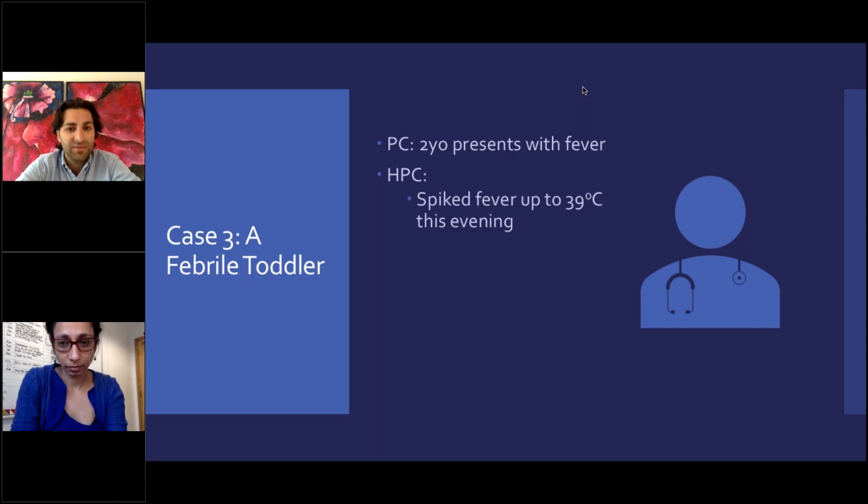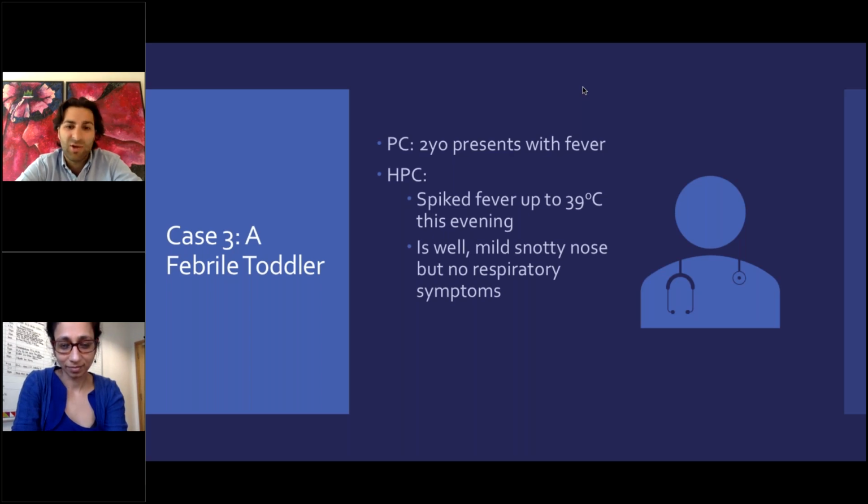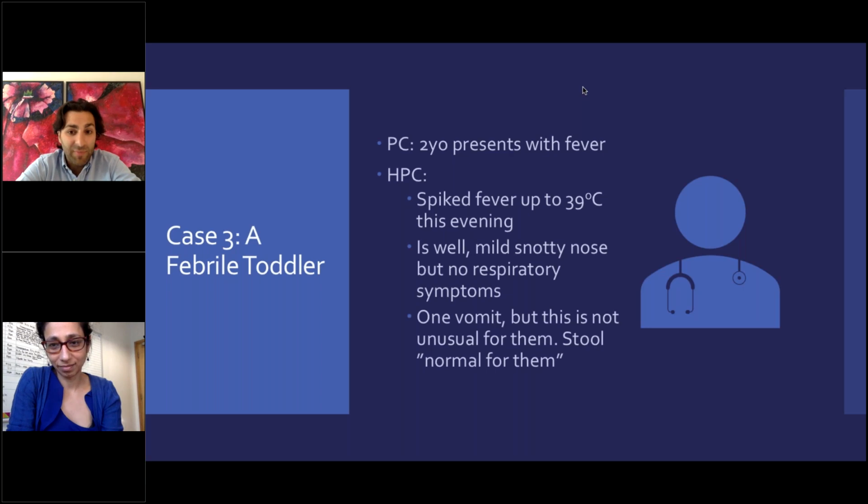History of presenting complaint. They spiked a fever up to 39 degrees centigrade this evening. They're well, but they've got a bit of a snotty nose, no respiratory symptoms, they're not recessing, no abdominal breathing, nothing like that. They've had a vomit, but that's not unusual for them. They're a bit vomity anyway. And their stool consistency, all you'd know is normal for them. With this information, before you walk into the cubicle and get anything else, what would you do?